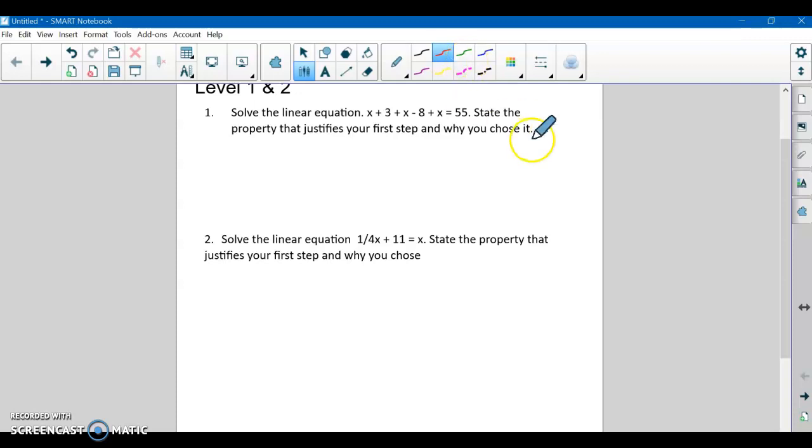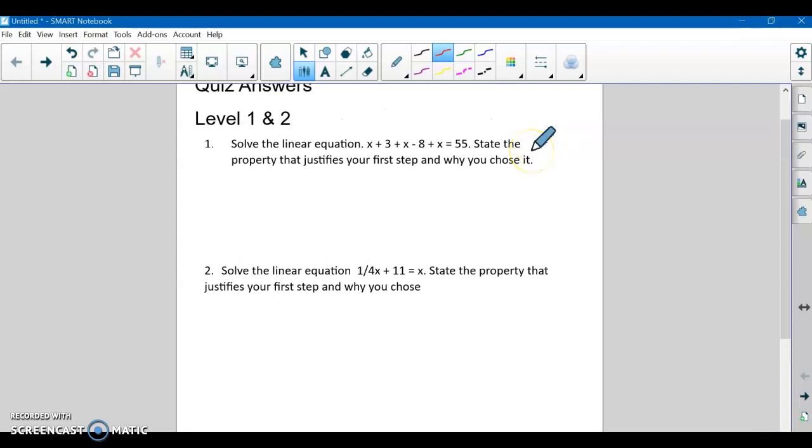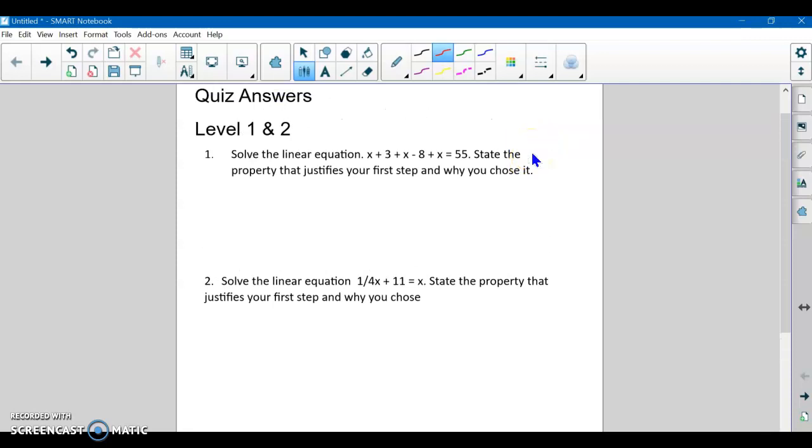So, first question for the level 1. If you can, get out your quiz and follow along, or just get out a separate sheet of paper and do this on a separate sheet of paper. So, number 1 says solve the linear equation x plus 3 plus x minus 8 plus x equals 55.